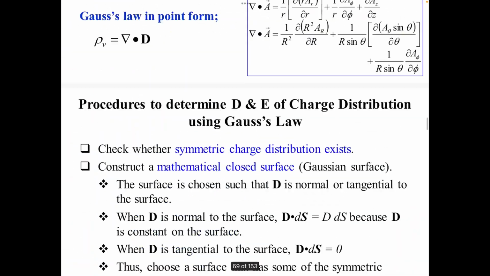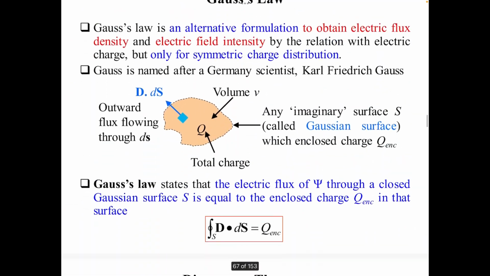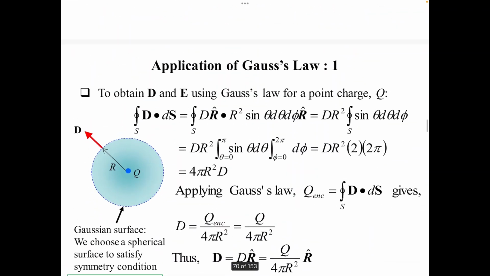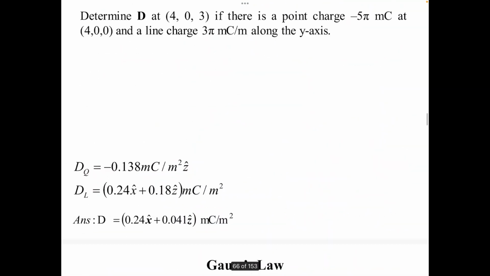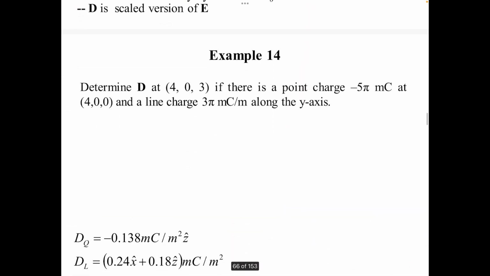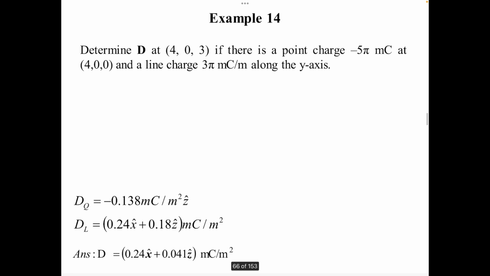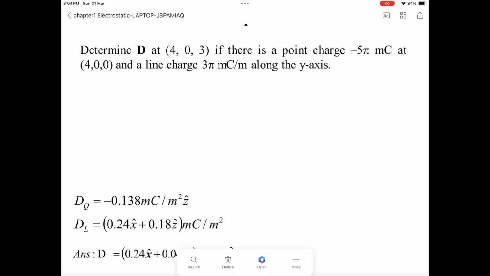Okay, look at example 14. Where is example 14? Yeah, this one. Okay, so determine the D. D is the electric flux density at the position (4,0,3) if there is a point charge of negative 5 pi millicoulomb at this position and a line charge at the other positions. You have to find the D.